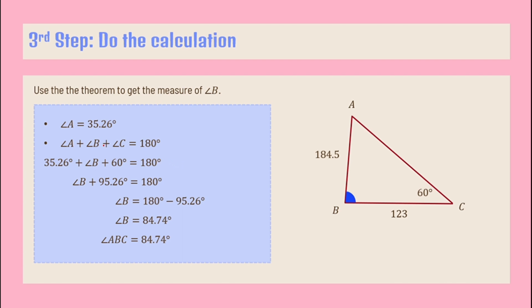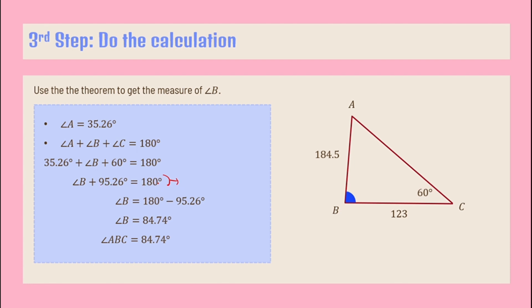The theorem said angle A plus angle B plus angle C equals 180 degrees. We already have the measure of angle A and angle C. So, I will obtain the formulation 35.26 degrees plus angle B plus 60 degrees equals 180 degrees. 35.26 degrees plus 60 degrees equals 95.26 degrees. From this, we're subtracting both sides with 95.26 degrees.